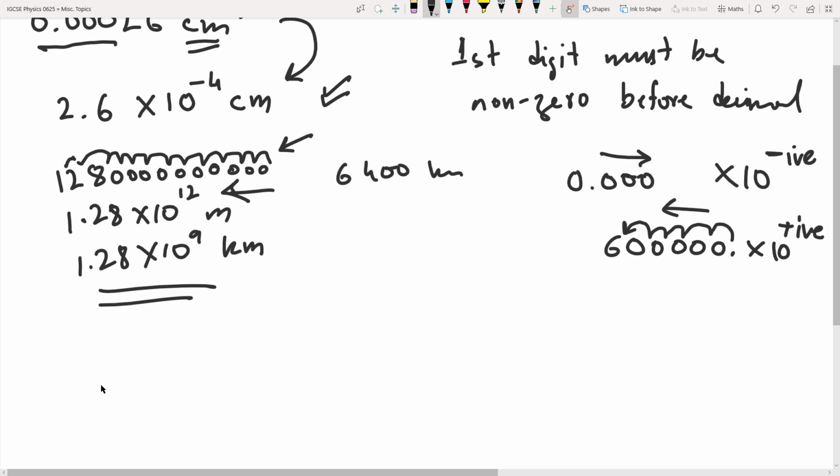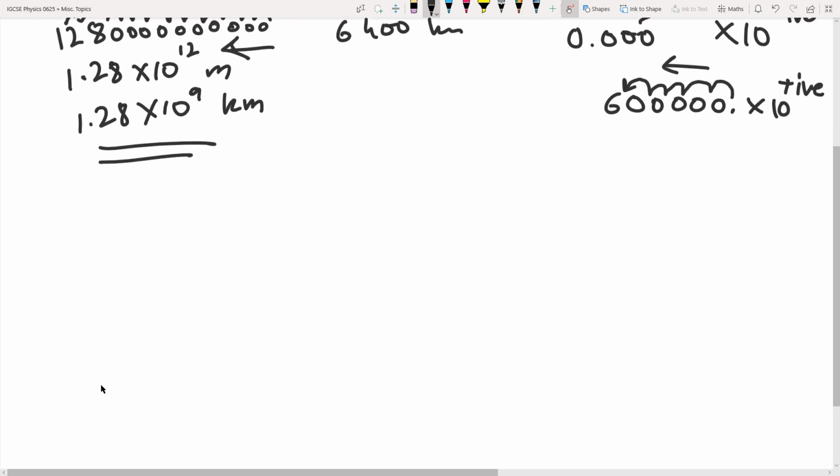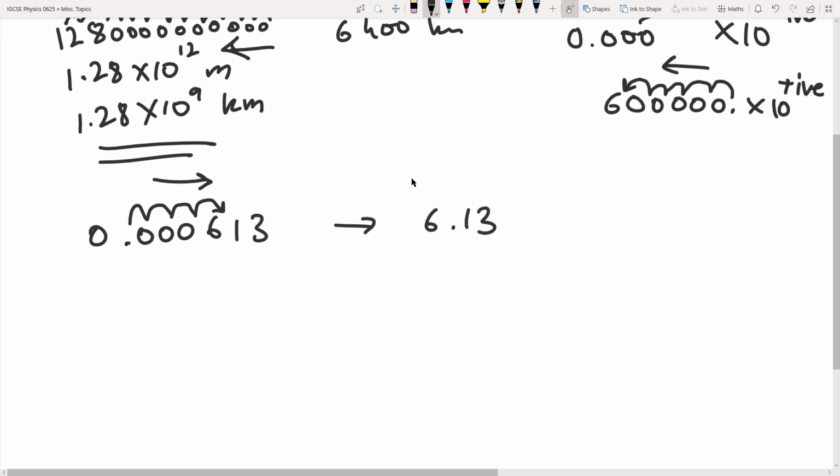So let's do some practice before we move on to the next topic. Let's say we have a number 0.000613, and we want to convert it into scientific notation, so it would be again 1, 2, 3, 4, right? So I'm moving to the right, so the power is going to be negative, so 6.13. Now over here this is a non-zero digit.